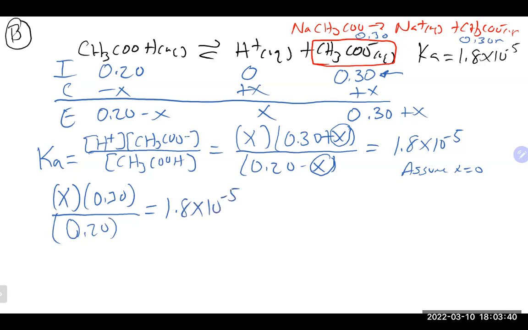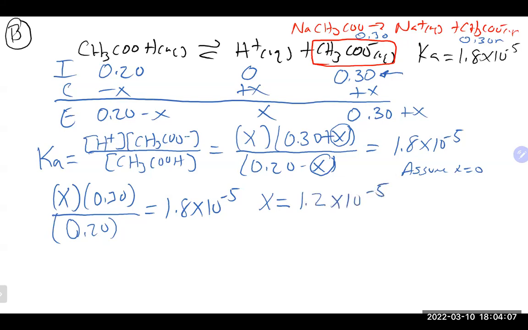So here again, we're going to multiply the 0.2 to the other side, times 1.8 to the minus 5. We're then going to come back and divide by the 0.3. So we're going to bring the 0.3 to the other side and divide. That is going to give us an X value of 1.2 times 10 to the minus 5 in this case.